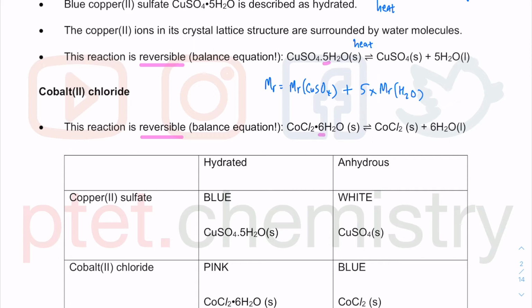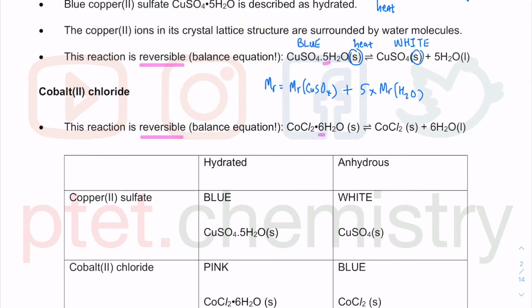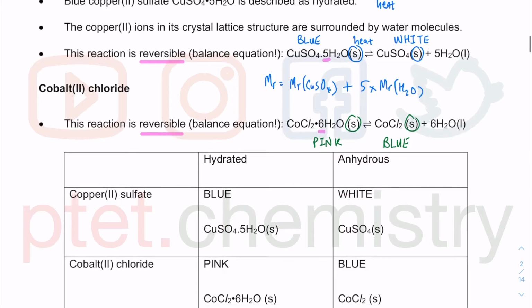We've got to think about the colors. So this is hydrated copper(II) sulfate that is blue in color. There's a blue solid, and this is a white solid. So anhydrous copper(II) sulfate is white in color. On the other hand, you have cobalt(II) chloride hydrated. This is going to be pink. Yeah, there's pink, and this is the pink solid. And when you remove all the water of crystallization, it's going to be a blue solid there. And that's essentially summarized in this table here pretty nicely.